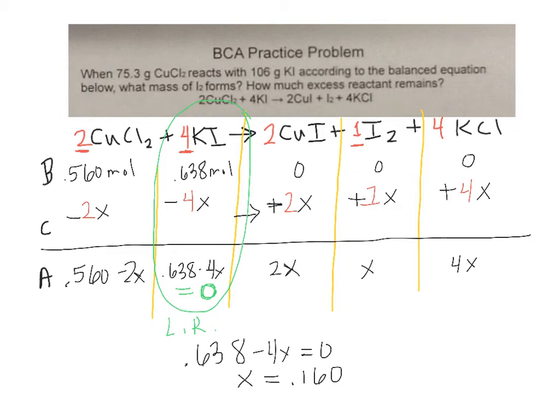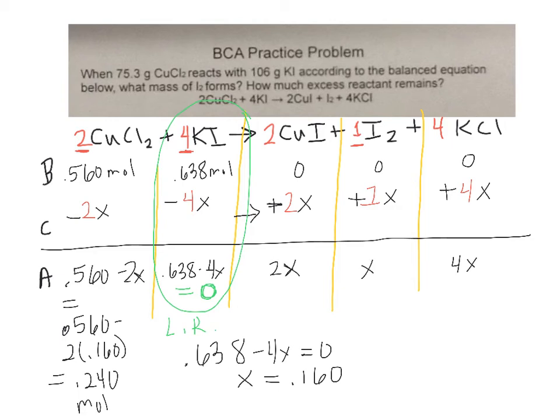Okay, now that I know what X is, you can substitute it in for all of the other chemicals because it's the same. So over here, the tricky part of this problem is figuring out what the excess amount is. But now I have the answer. It's 0.560 minus 2x. X was 0.160. That brings me to 0.240 moles. So there's my excess copper 2 chloride.